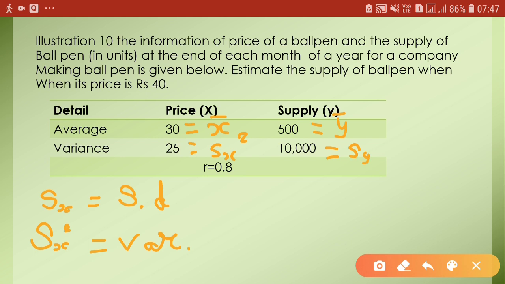This should be Sy square. What should this be? This should be Sy square. So this is the information provided to you.